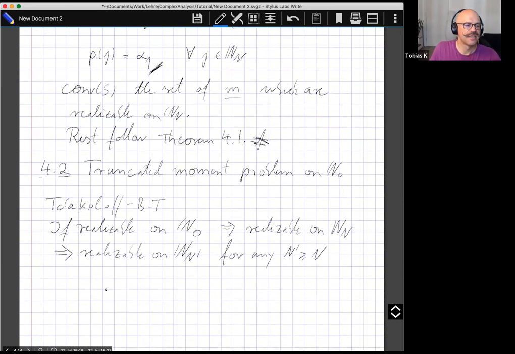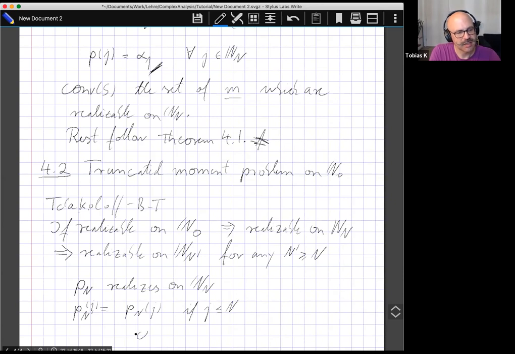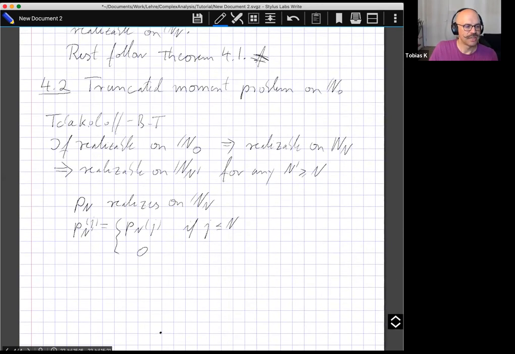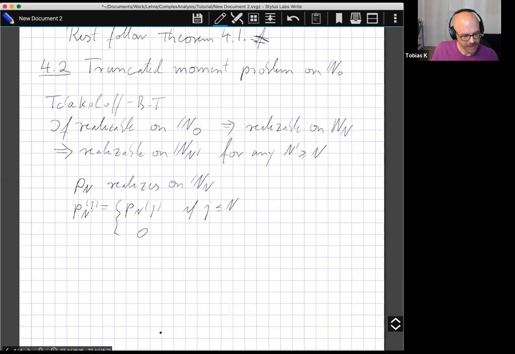How can you see that? If P_N realizes on N, then you can define P_N prime. You just define it as P_N of j if j is less or equal to N, and the rest you put 0. So you can always extend this.